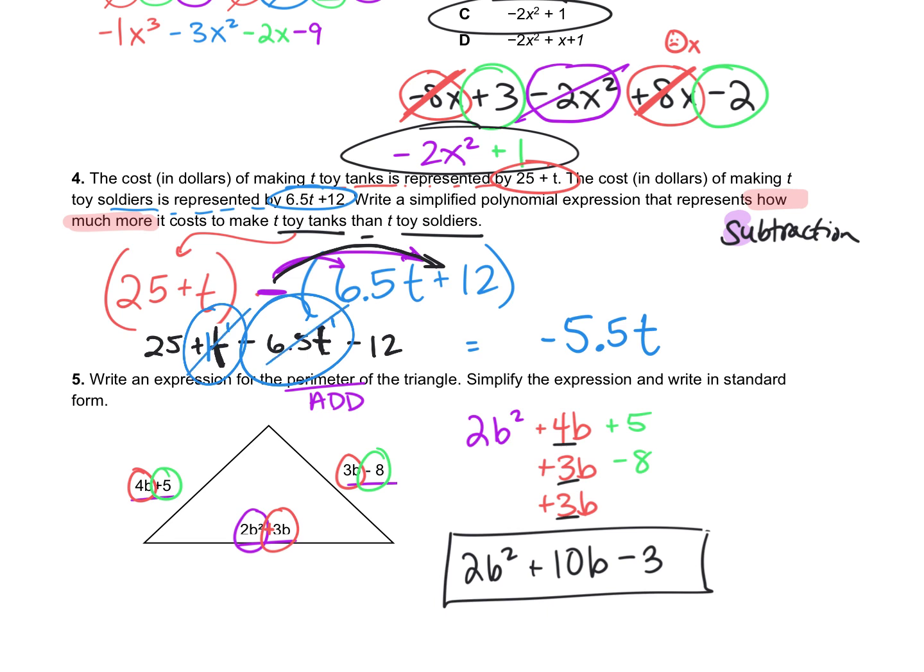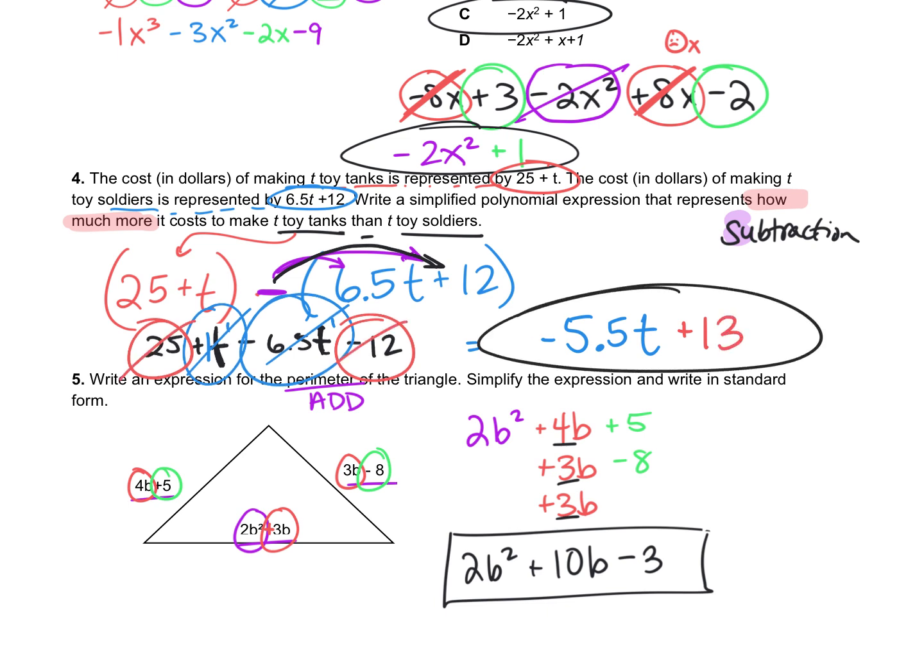Remember, you can use the calculator tomorrow. And then my constants is a 25 and a minus 12. 25 minus 12, I think it's 13. All right. So the toy tanks cost this much more. I don't know what that means.